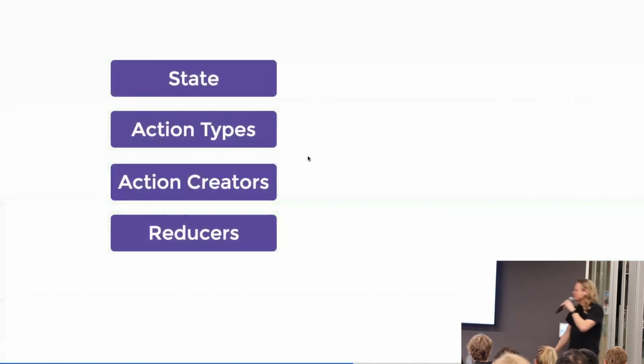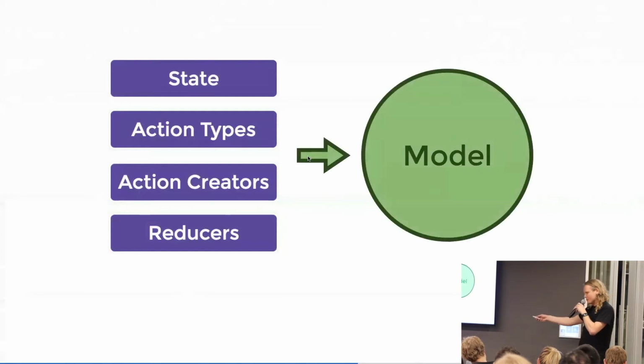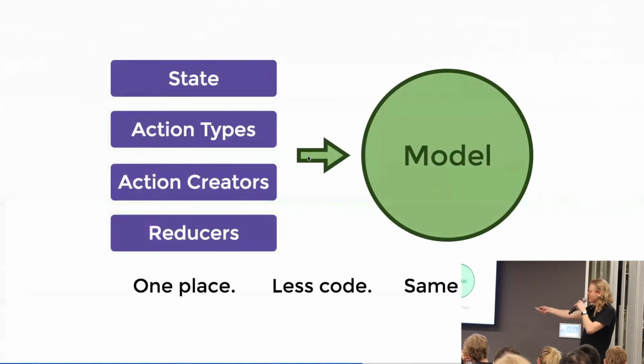So basically, when you write Redux code, you're all familiar with these things. You've got your state, your action types, your action creators, your reducers. Basically what a model does is put all that into one place. So one place, less code, same logic.